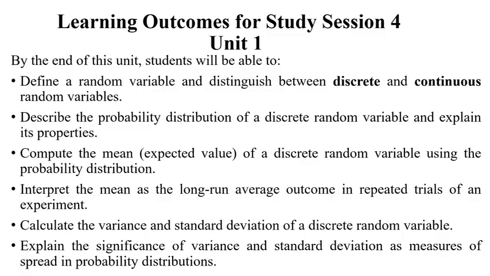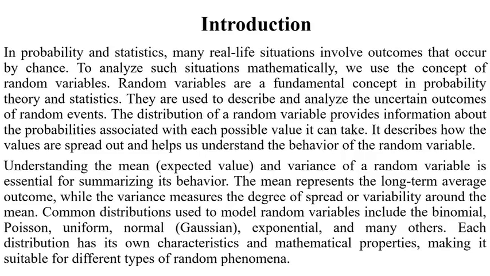3. Compute the mean, that is the expected value, of a discrete random variable using the probability distribution. 4. Interpret the mean as a long-run average outcome in repeated trials of an experiment. 5. Calculate the variance and standard deviation of a discrete random variable and explain the significance of variance and standard deviation as a measure of spread in a probability distribution.